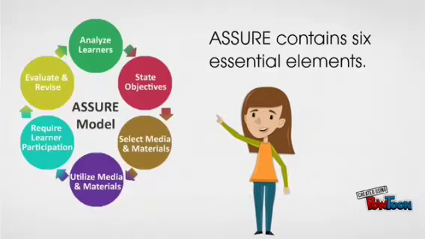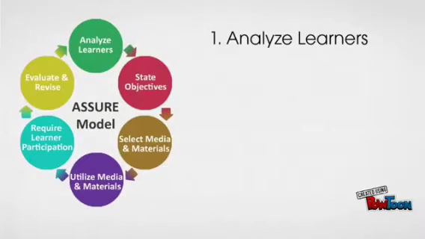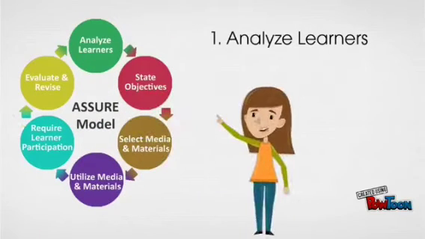The first step in the A.S.S.U.R.E model is to analyze your learners. This is when you gather all the information you can about the students in your classroom. This could be the demographics, general characteristics, or learning styles of your students.